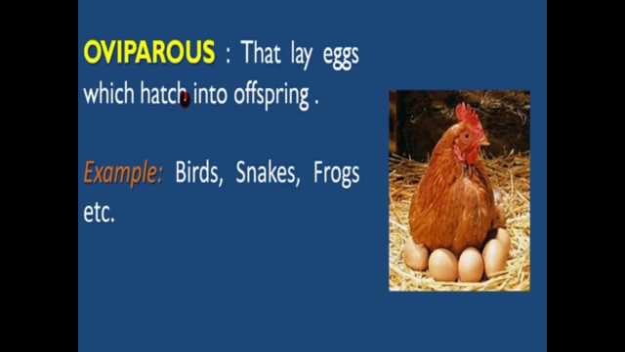Oviparous are those animals that lay eggs which hatch into offspring. As you can see, a hen over here lays eggs, and these eggs after development hatch into offspring. Examples are birds, snakes, frogs, hen, etc.